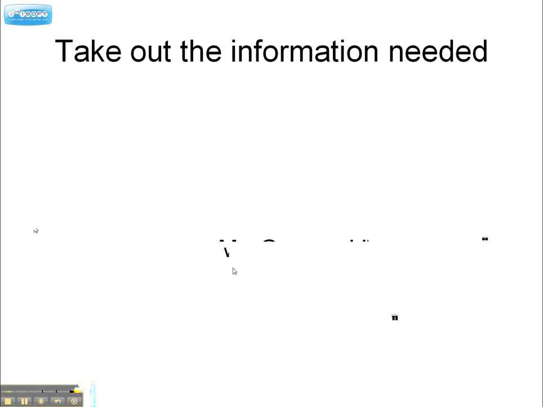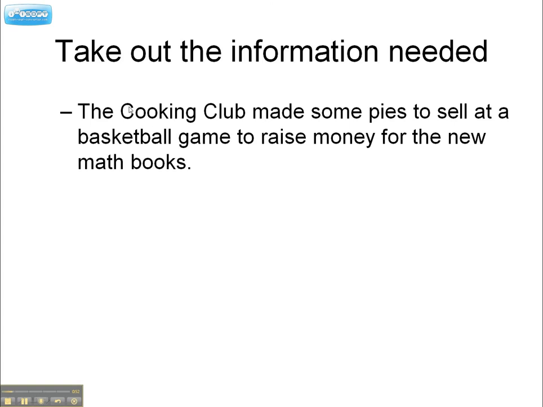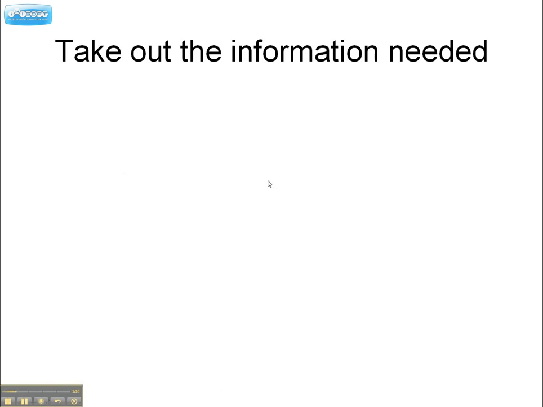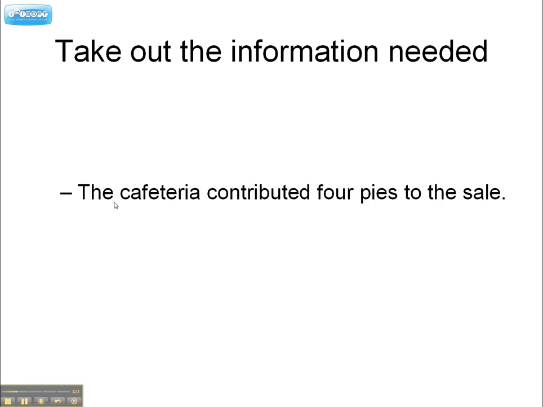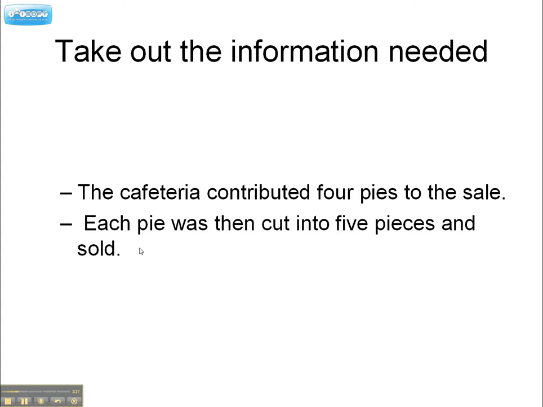Now, after we identify the information needed, we look at each sentence. The cooking club made some pies to sell at the basketball game to raise money for new math books. Now, does that part include anything that we need to create an equation to solve this problem? And no, it doesn't, so it's not important. So we're going to remove that. And now we look at the next sentence. The cafeteria contributed 4 pies to the sale. And that is important, so we're going to keep that.